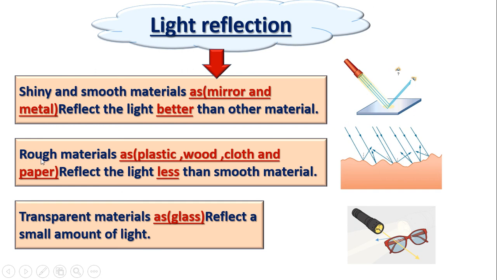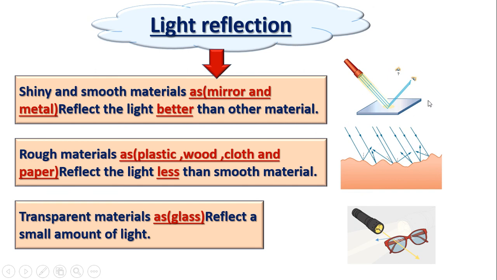Number 2, the rough materials. The rough materials like what? What is the meaning of rough? Rough means it's not smooth or not soft. Like what? Like the plastic, the wood, the cloth, and also the paper. All rough materials reflect the light, but less than the smooth materials. They also reflect the light, but less than smooth materials. So the best one is the shiny and smooth material. After that, number 2, the rough materials.